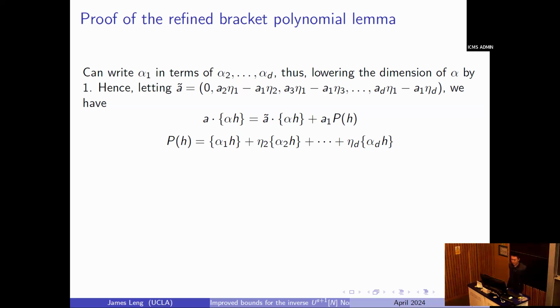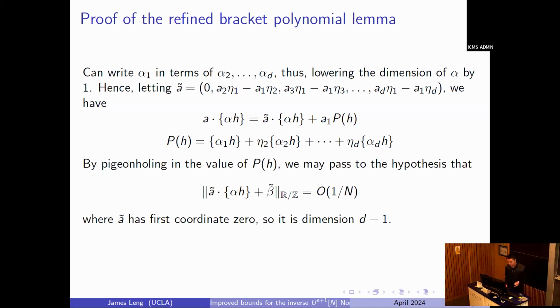And this remainder term P of H will always take integer values. This is because alpha 1 plus eta 2 alpha 2 plus dot dot plus eta d alpha d is 0 mod 1. This is always an integer. Therefore, you take brackets of everything, and these eta i's are integer relations, so P of H will always be an integer. In particular, because these etas are bounded, P of H will always be a bounded integer.